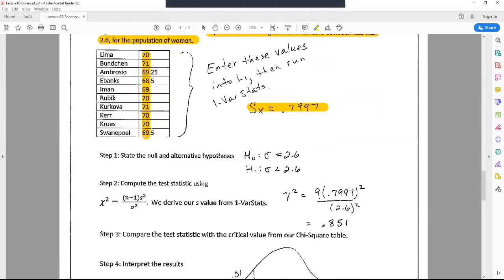Let's go ahead at this point and state the null and alternative hypotheses. Remember, the null is always going to take the equal sign. So the null is going to claim that among the supermodels, the standard deviation in height is going to be 2.6 inches. The alternative hypothesis is going to claim, no, I think that their heights are a lot more uniform. So the alternative is going to say that standard deviation is actually less than 2.6 inches.